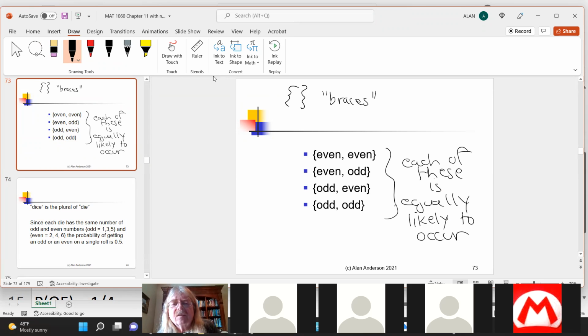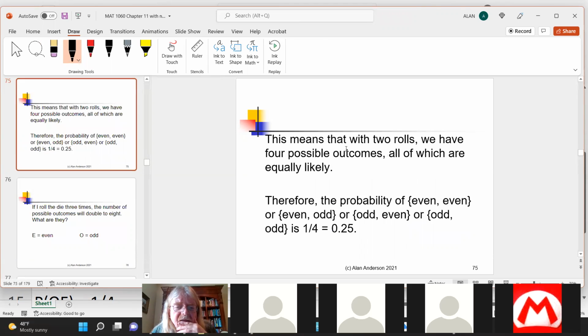Here, the order does matter because I'm trying to indicate the first roll, and this is the second roll. So even, odd, even, odd. I've just gone through showing you why each of these has the same probability, which is 1/4. Anyway, going forward, we're not going to keep spelling out the words. We're going to use the letters E and O.